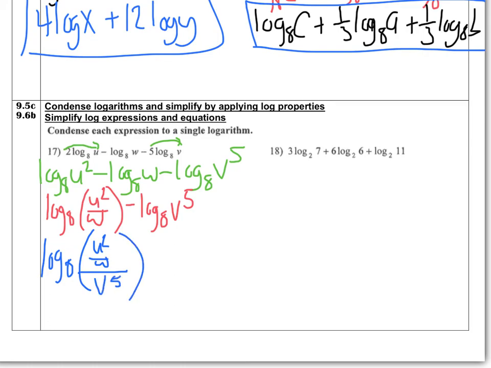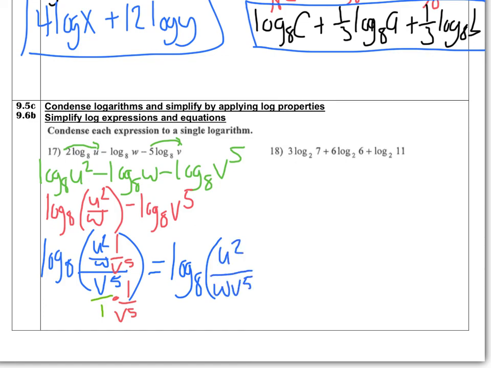So when I combine it, it looks like this. Now we have a complex fraction, so we have this over this. I can get rid of v to the 5th on the bottom and simplify. What I would do is multiply by its reciprocal. So 1 over v to the 5th. And what happens then is when you clean this up, you get log base 8, it's u squared over w v to the 5th. That is the final answer.